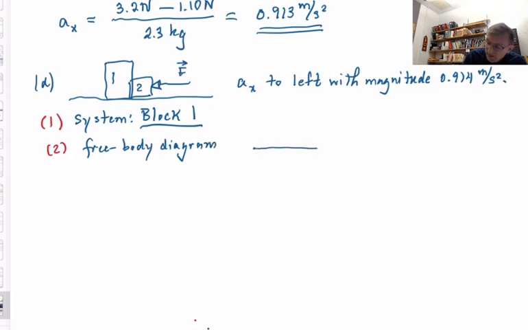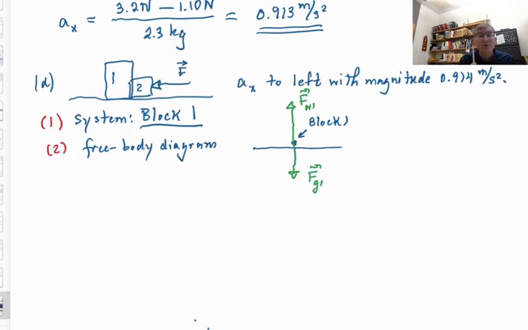Okay, there's the dot representing just block 1. And now draw the free body diagram. Again, you should pause the video and try it first for yourself. Okay, free body diagram for block 1. We've got F grav downward, so F grav 1. Got the normal force upward, F normal 1. Not the applied force, F. It is acting directly on block 2, not on block 1.